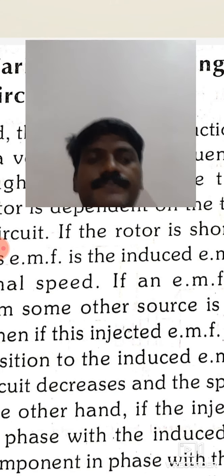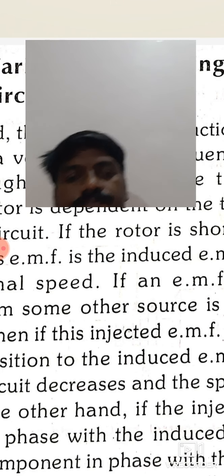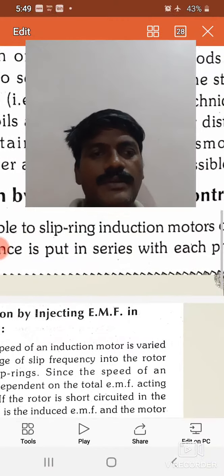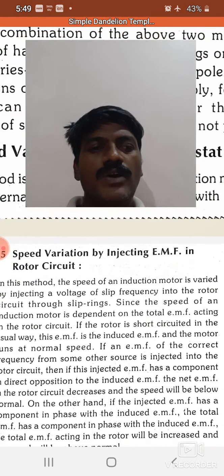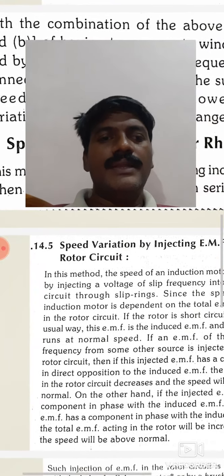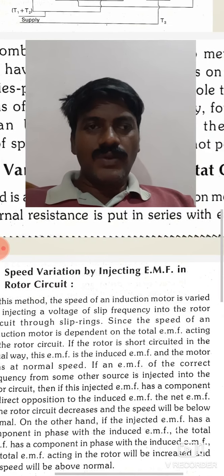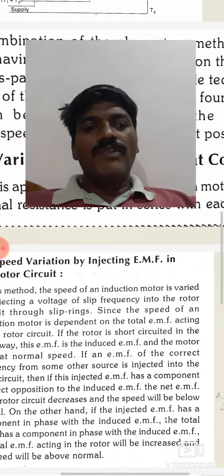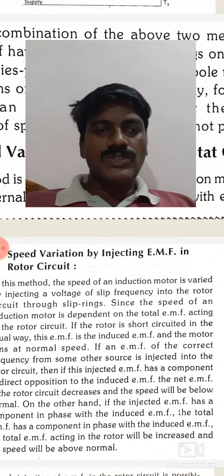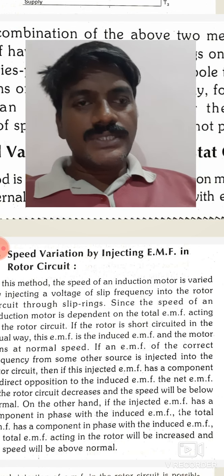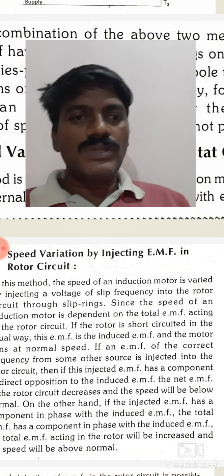In this method, the speed of an induction motor is varied by injecting a voltage of slip frequency. You have to inject the voltage of slip frequency into the rotor circuit through a slip ring. Right? In the first case, we inserted simply a resistance.